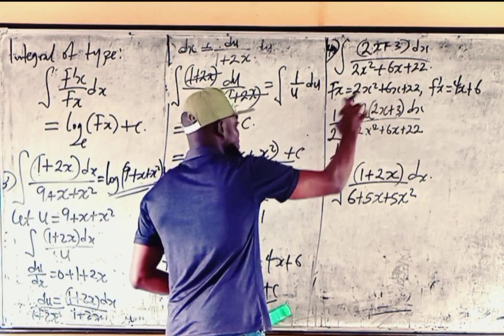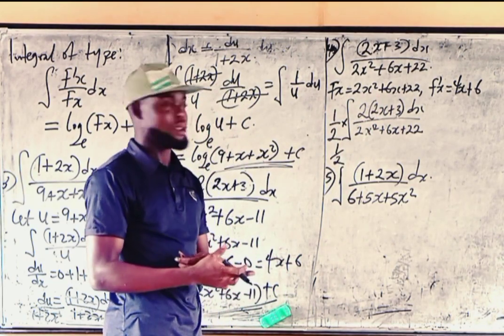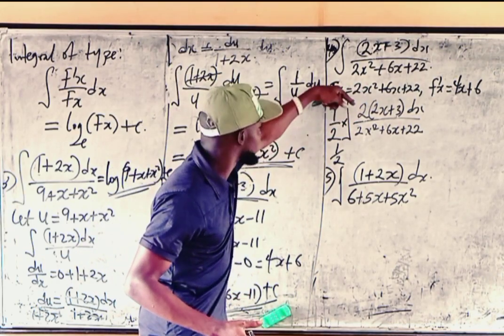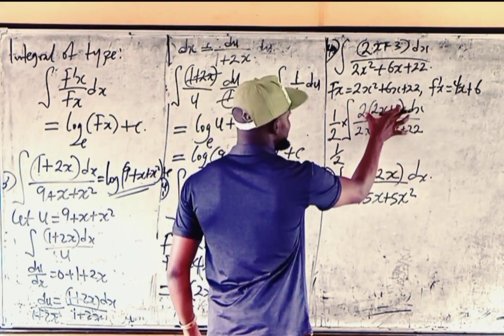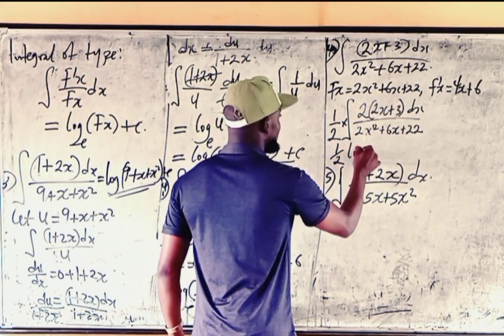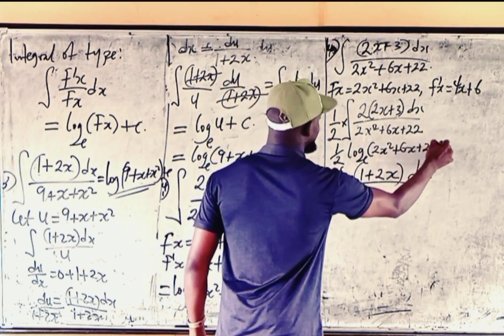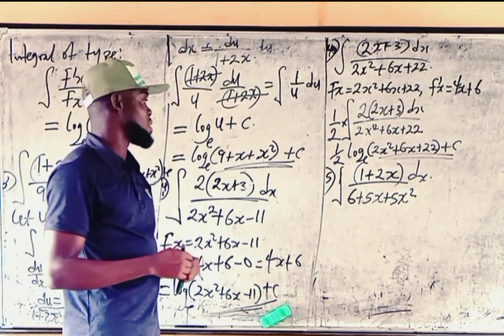We use this 1 over 2 to correct this so that the question will not change. I don't know if you are following. This 1 over 2 is here to correct this one because this one is not from the question. Now if this one cancels this, the question will still be the same. So if I differentiate this one, the answer will be this. So I will take the log of the denominator, 2x squared plus 6x plus 22, and pass it to the front. That will be the final answer to that.